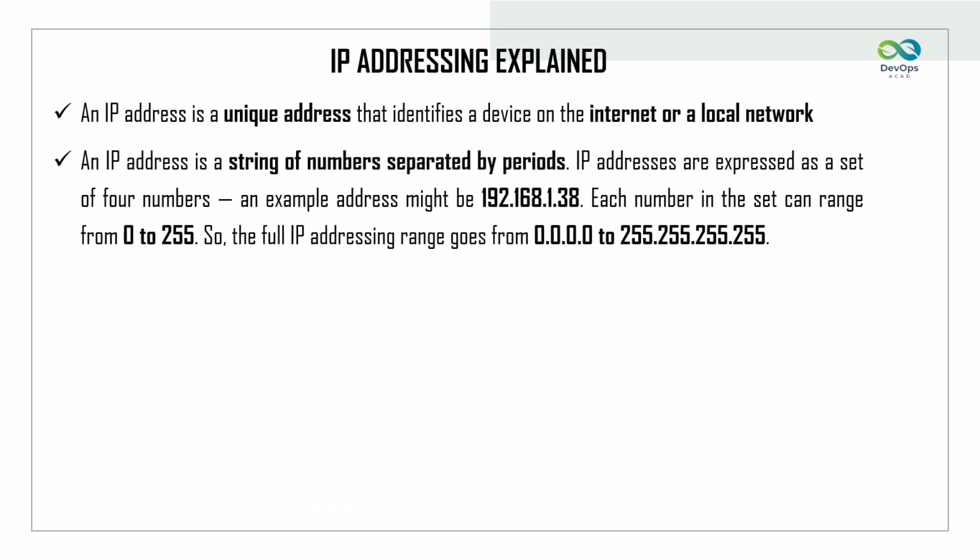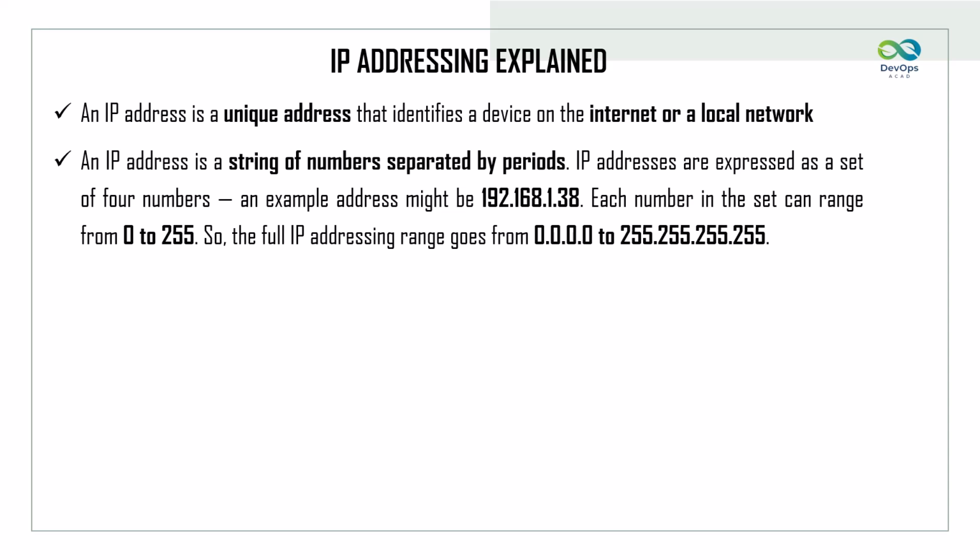Now, another point about IP addressing that we need to understand is that an IP address is a string of numbers separated by periods. What does that mean? I'm sure some of us have seen an IP address before. You know that it's a number, but at every point you find this period. So for example, you have 192.168.1.38. That is a set of 4 numbers separated by what? By periods.